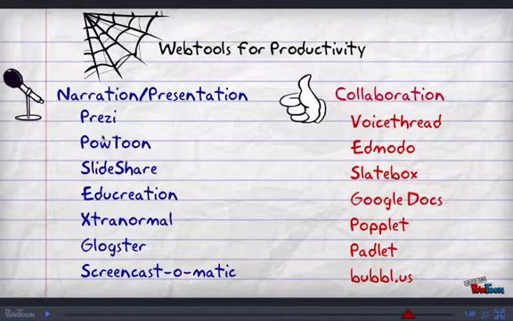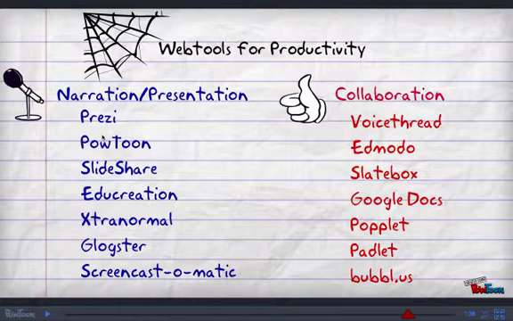And again, Screencast-O-Matic. For collaboration, if you were looking for some web tools that allow students to collaborate, some popular ones that we've used in this classroom, in addition, are VoiceThread, Edmodo, which is a social media tool, allows you to create tests and assessments for your students, Slatebox, Google Talks, which we'll be talking about in our next lecture. Great for having the students collaborate on a paper together.